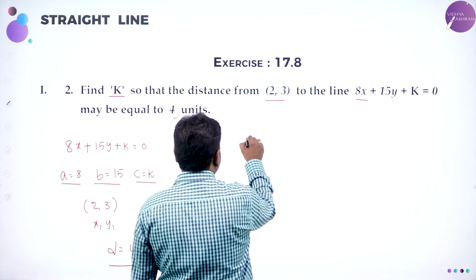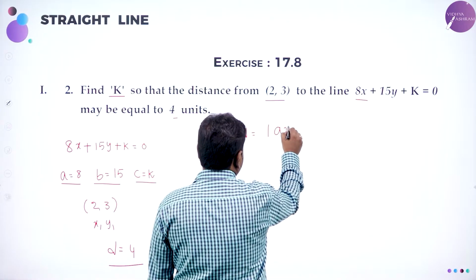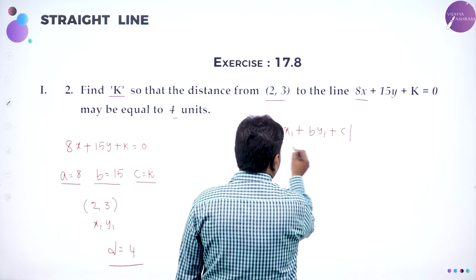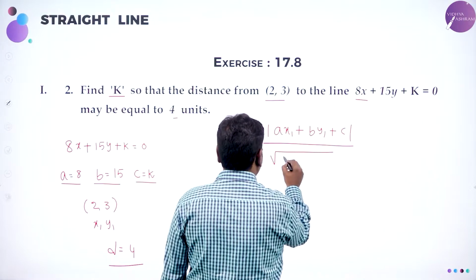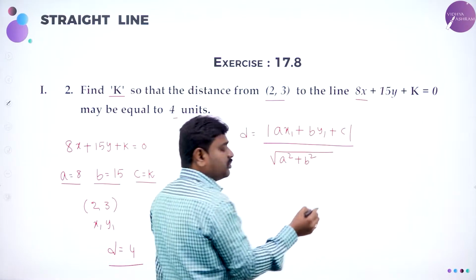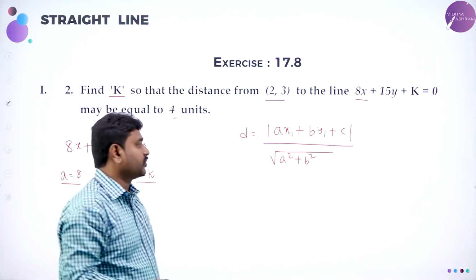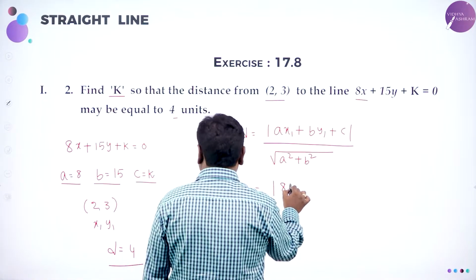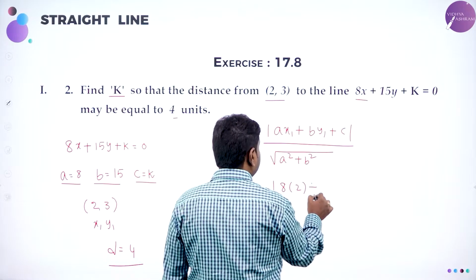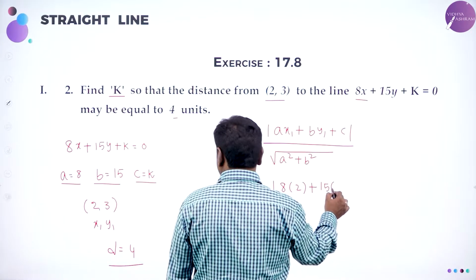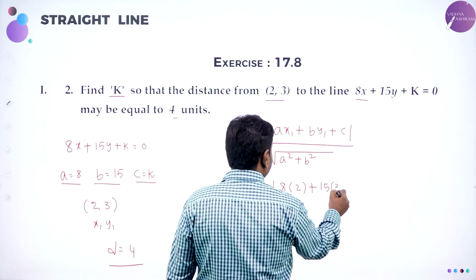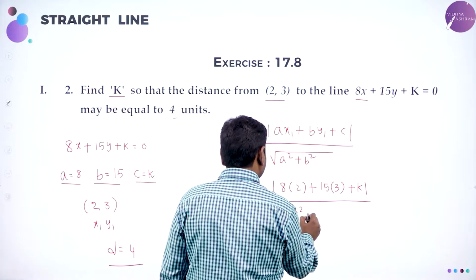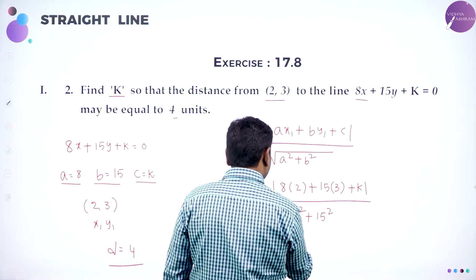What is the formula? D is equal to modulus of ax1 plus by1 plus c divided by root of a square plus b square. Distance of a point from the line and length of perpendicular, both are the same. So now D, you know, is 4. Modulus of a, what is a? 8. x1, what is x1? 2, plus b, b is 15. y1, what is y1? The y1 value is 3, plus c, c is k, divided by root of a square plus b square. 8 square plus 15 square under root.